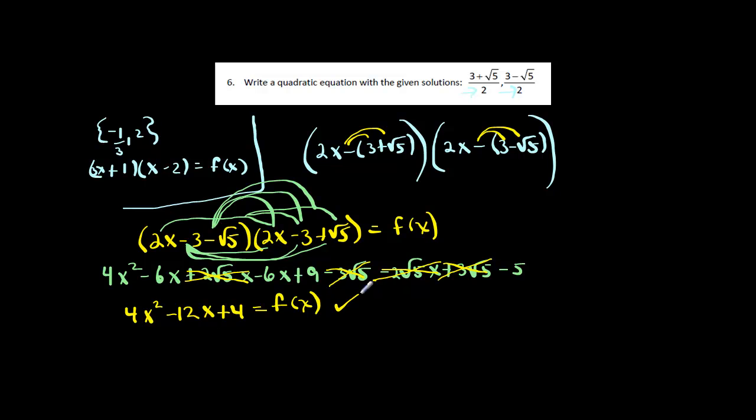So this is an example where if you were to solve for the solutions, you would get the two solutions that we started with. You could divide all of these by a factor of 4. So you could have x squared minus 3x plus 1 equals f of x. That's another possibility too. You could divide all these by 2. You could have 2x squared minus 6x plus 2 equals f of x. All these three are perfectly fine.